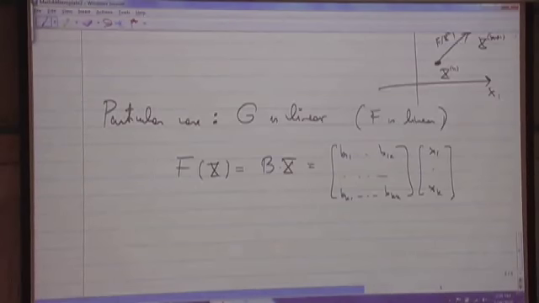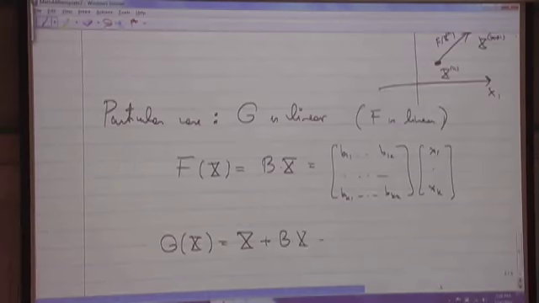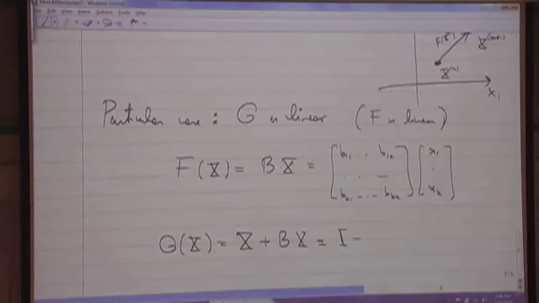Which would make G to be what? Well, it's x plus f. So it's x plus B times x. So this is just the identity matrix plus B, times x.